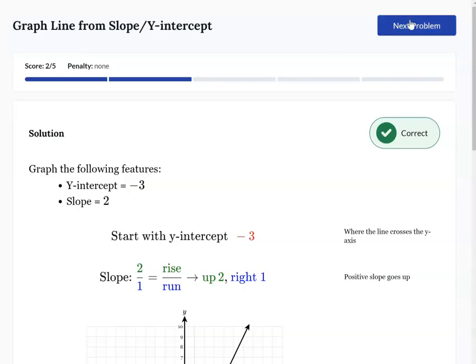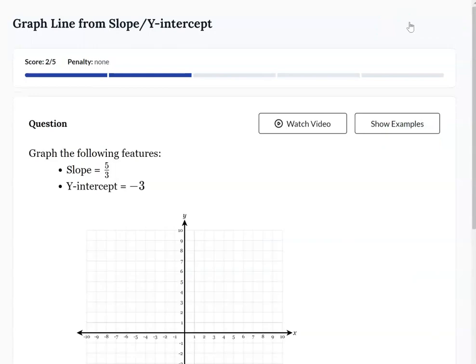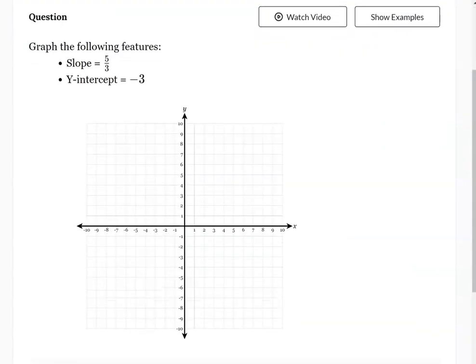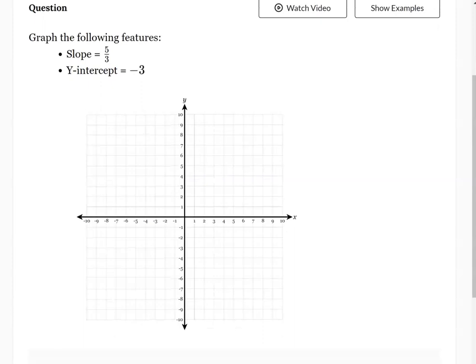All right, let's try one more. This time, they tried to trick you, so pay attention. The y-intercept is here in the second row. The y-intercept is -3, so you plot a point at -3. This time, the slope is +5/3. Remember, the top number is always up or down. The bottom number is always left or right.